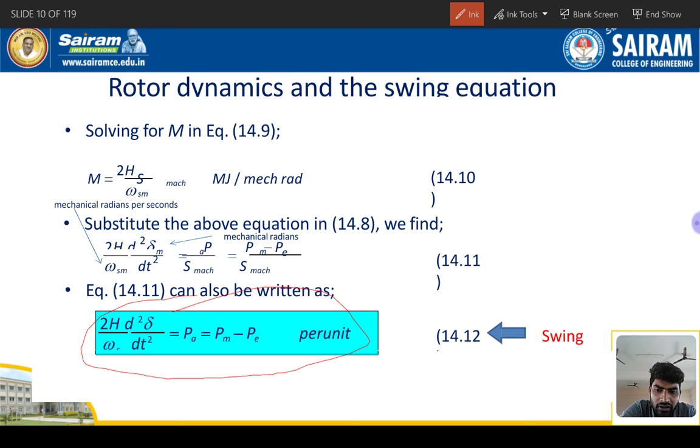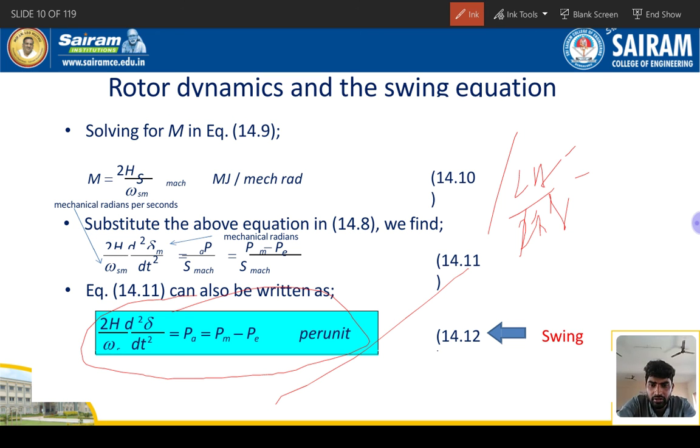Otherwise, H by 2f, right? No, H by 2 pi, right? No, because H by pi f, right? So 2H is there. 2H divided by omega, which is 2 pi f. So the 2 gets cancelled, and you will get only H by pi f d square delta by dt square is equal to Pm minus Pe in per unit value. This is the swing equation of a synchronous generator or synchronous motor. Pm is the mechanical power minus the electrical power output.